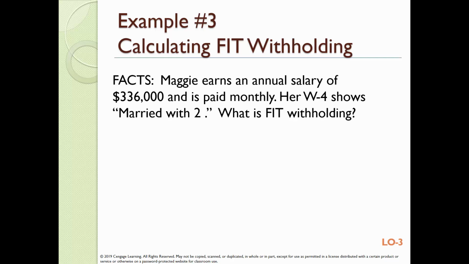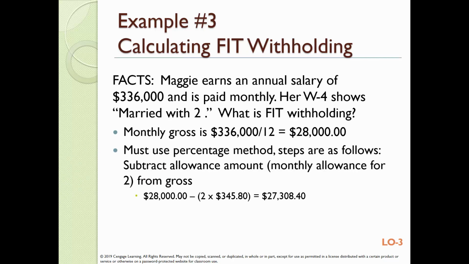This time I have to take 345.80 times 2, right? Because she's only paid monthly. And I'm going to table 4B. So her checks are $28,000 a month. I have to subtract the 2 allowances. You always do that first, right? And that's the number then that I'm going to take over to table 4B.